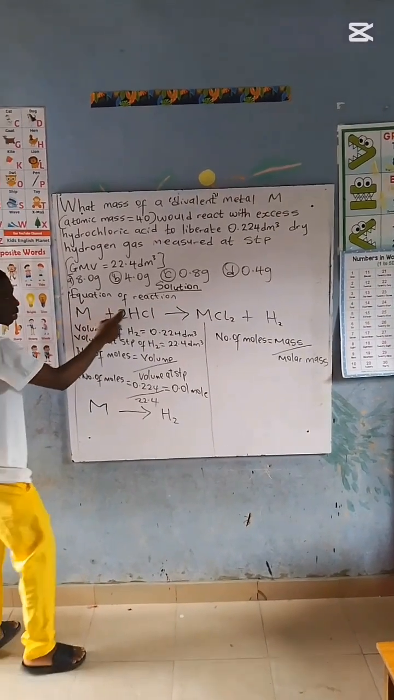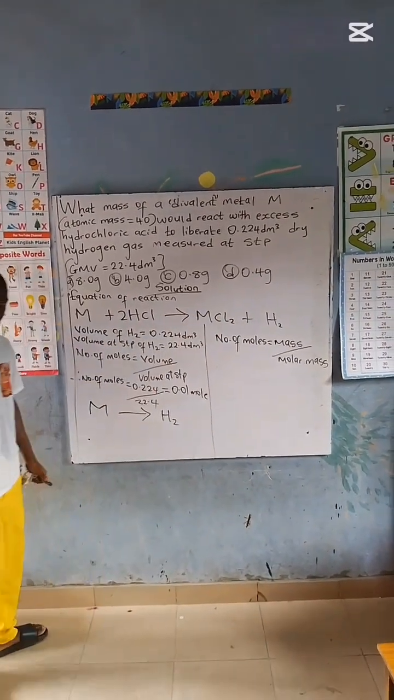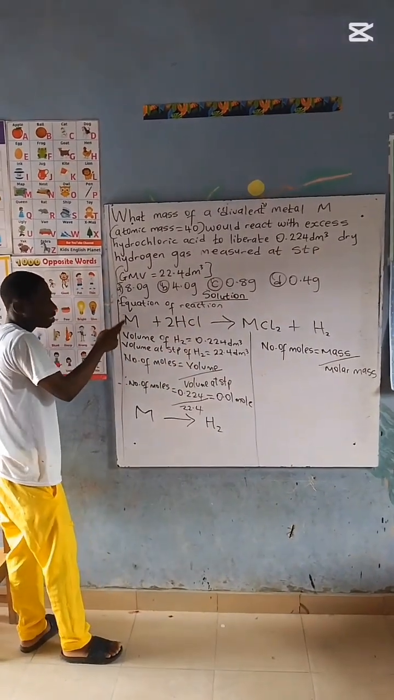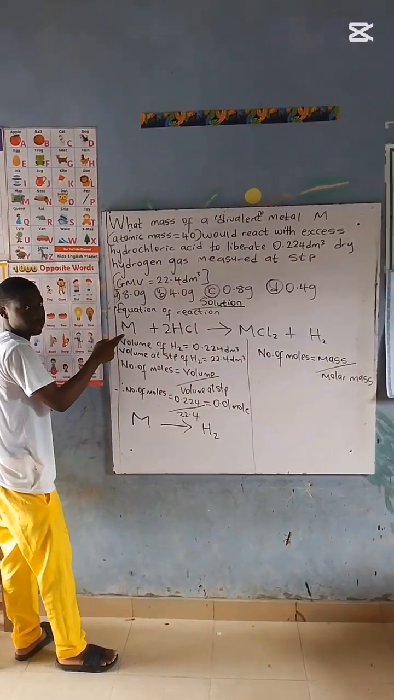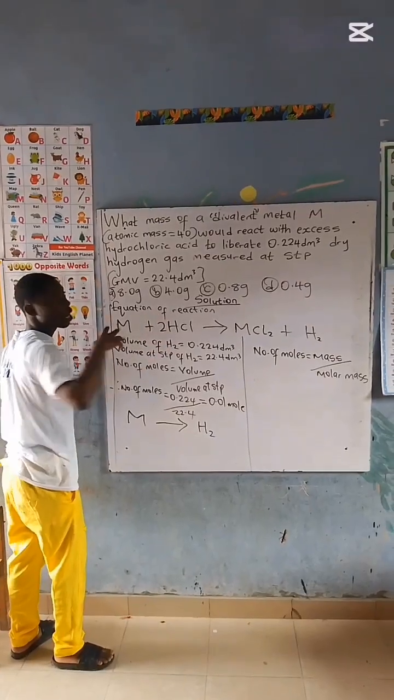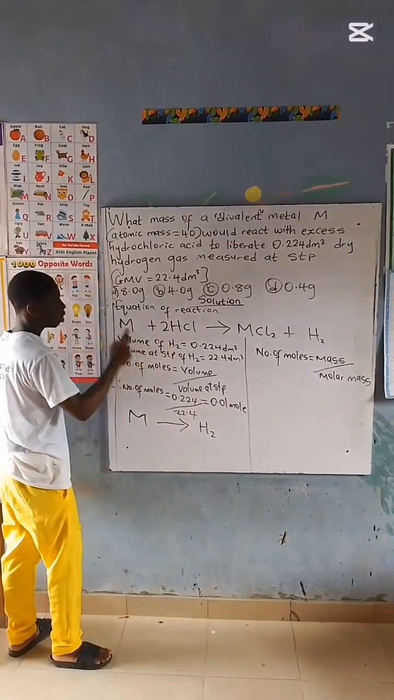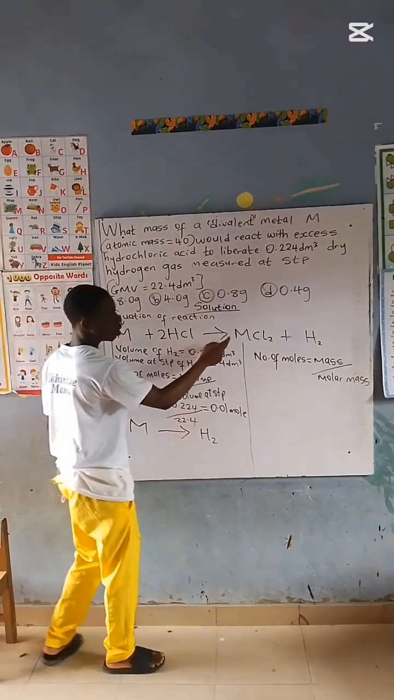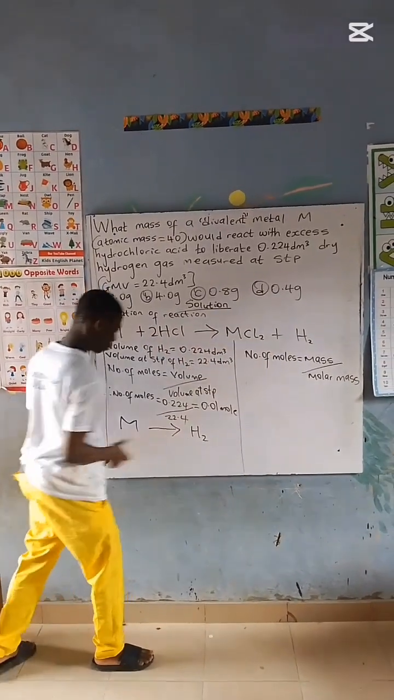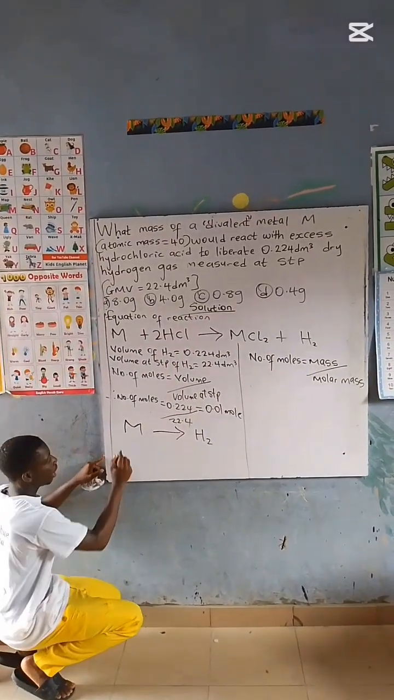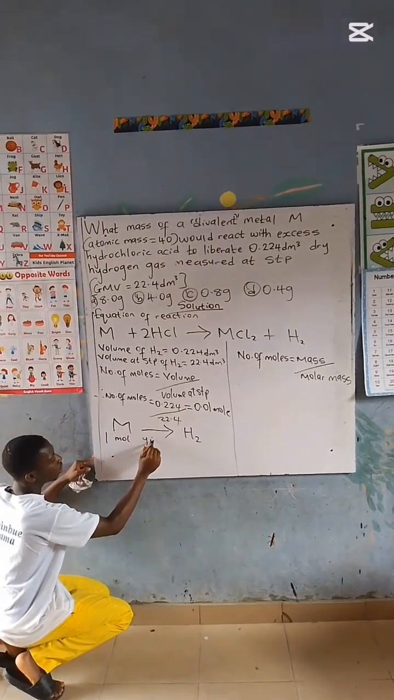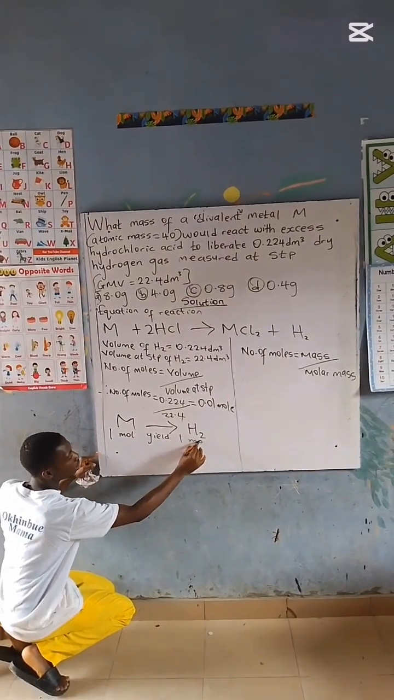Now take note. The whole numbers here represent their number of moles. If I don't have any number here, it means there is 1 here. But if I have 2 and above, that's what you are going to write down. So having nothing here means I have 1 mole here, 2 moles here, and 1 mole, 1 mole. Therefore, 1 mole of this metal will yield 1 mole of this hydrogen gas.